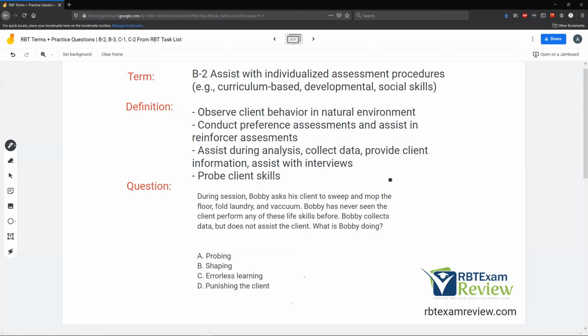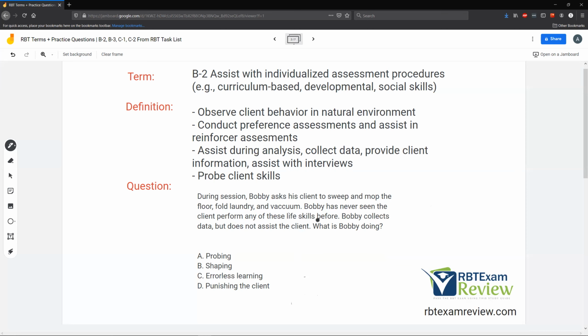So let's look at our question. During session, Bobby asks his client to sweep and mop the floor, fold laundry, and vacuum. Bobby has never seen the client perform any of these life skills before. Bobby collects data but does not assist the client. What is Bobby doing? So without even reading the answer choices, what is Bobby doing here?